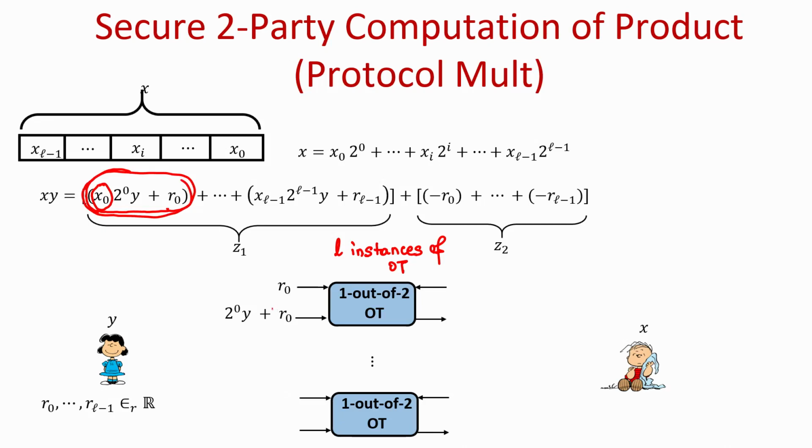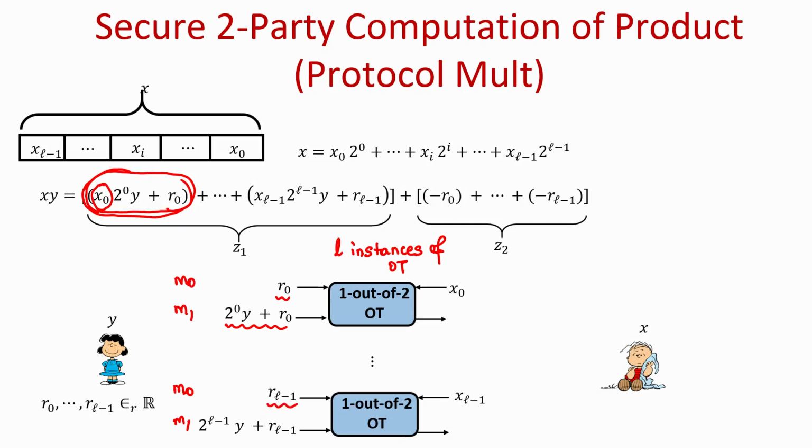So, for ensuring that, to the first OT instance, the sender is feeding the messages M0 and M1 like this. The mask is the 0th message, and the masked version of 2 power 0 times y is the second message. And like that, if I consider the lth instance of the OT, the sender's messages are these: the lth mask and the masked version of 2 power L minus 1 times y.